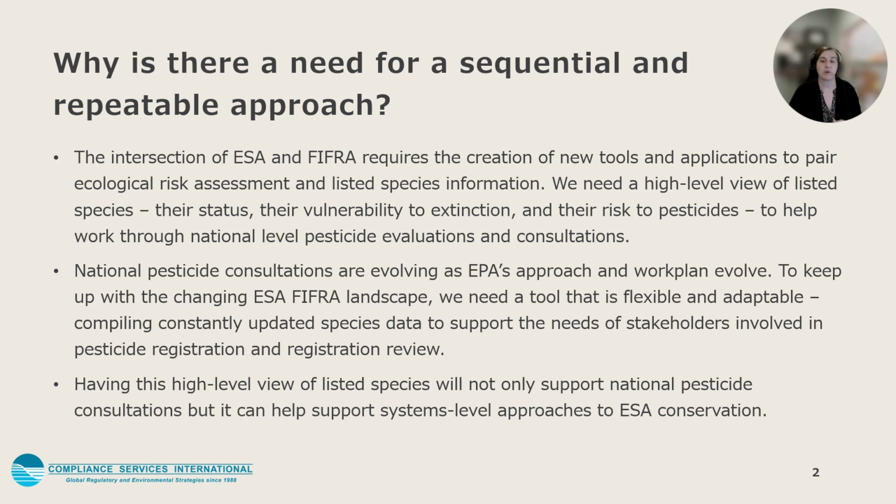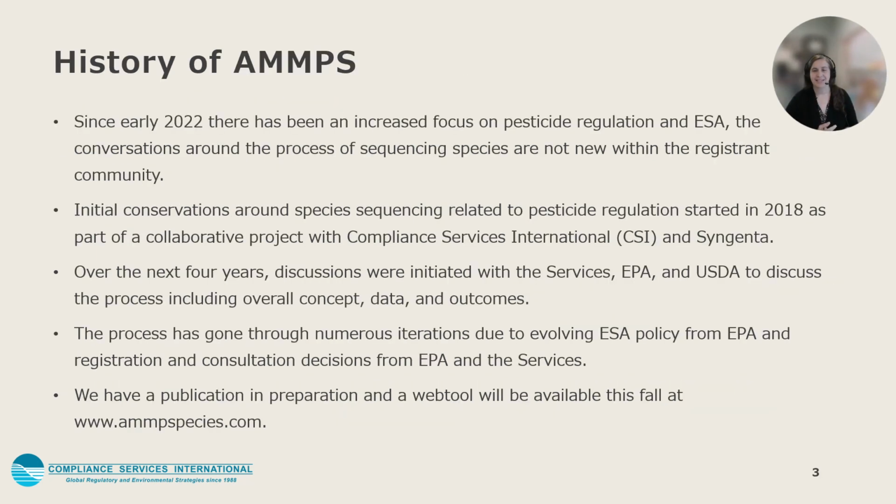Having this high-level view of listed species will not only support national pesticide consultations, but it can also help support systems-level approaches to species conservation. Since early 2022, there's been an increased focus on pesticide regulation in ESA with the release of EPA's work plan and the subsequent work plan update and the numerous other documents that have come out from EPA since the beginning of 2022. However, conversations around the process of sequencing species are not new within the registrant community.